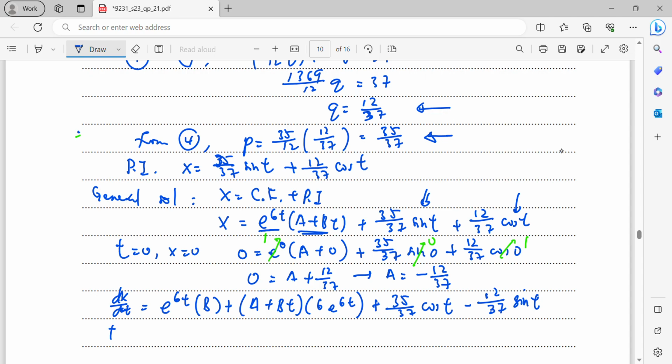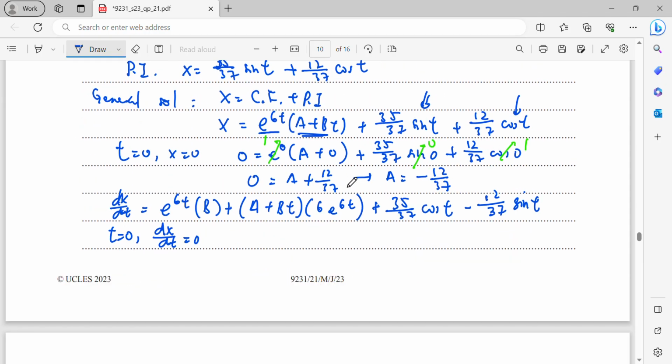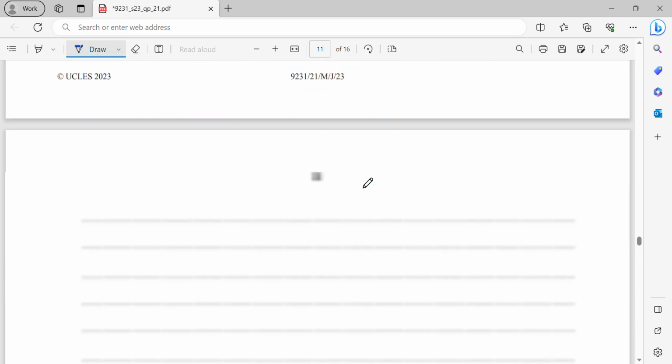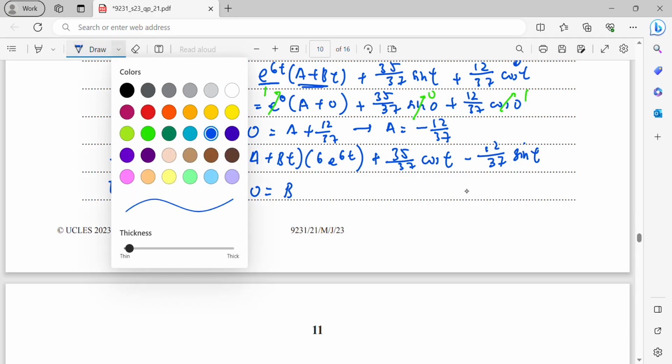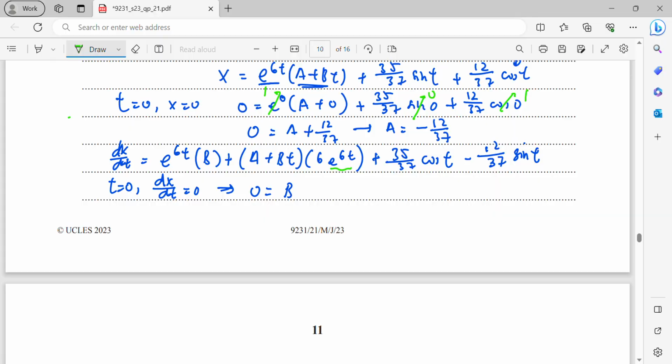Now let t be 0, and dx/dt be 0 as well. Then I will get another equation. I will get 0 equals, remember e to the 0 is 1, so I will replace it by b. Here, this is 1, but it's 0, so here is 0. That means I will get plus 6a, and then cos 0 will be 1, so 35 over 37. The last term will be 0 because of the sine.